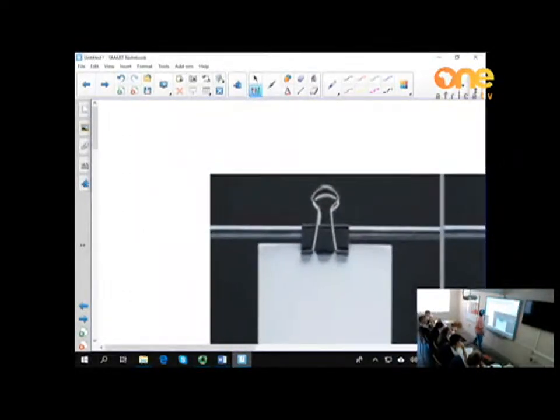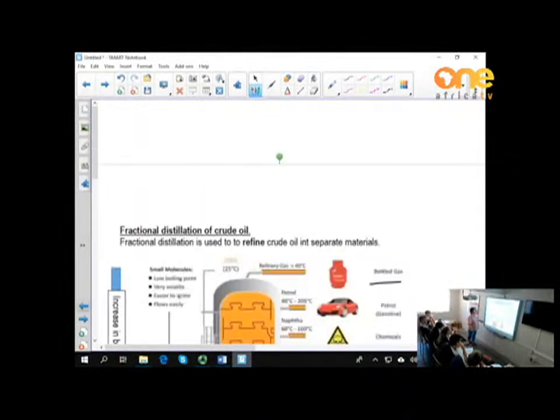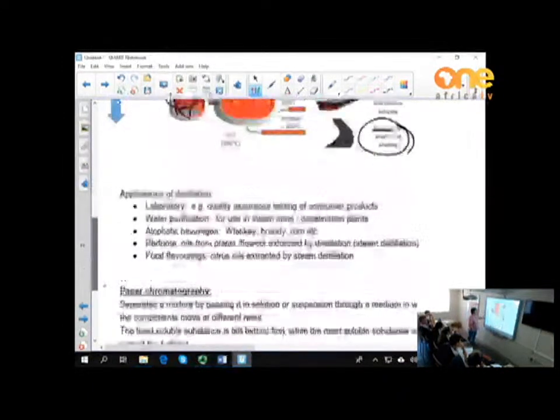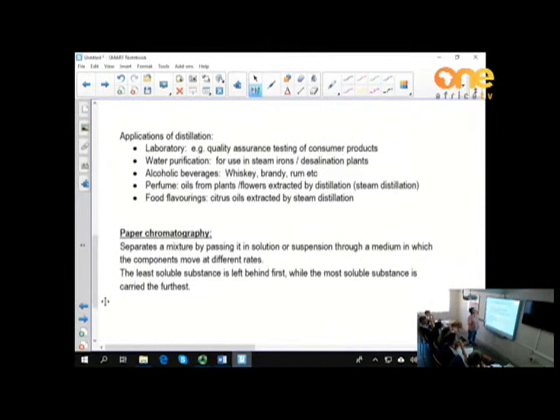Now, I just want to go back one. Fractional distillation. Okay, applications of distillation. Why do we use distillation in a laboratory? So that you can test to see whether the stuff is pure or is what it has to be, because remember, pure substances have fixed boiling points, so you heat it up to that boiling point, and you can check the liquid that comes off. It should be that one.